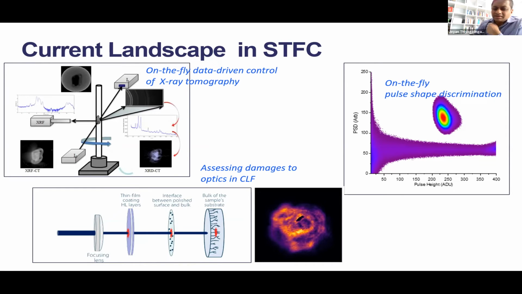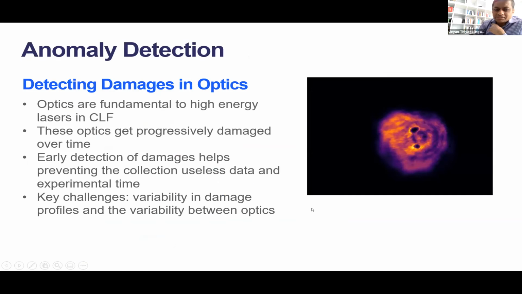So instead of really ramping up the volumes of the data, we have worked out a prototype system that basically tells us it's enough, stop it now. And the other one is on-the-fly pulse shape discrimination. I'll talk about this, and then also the optics damage.